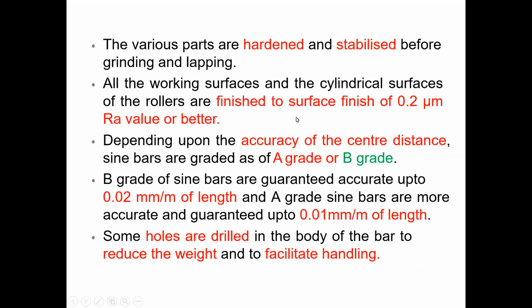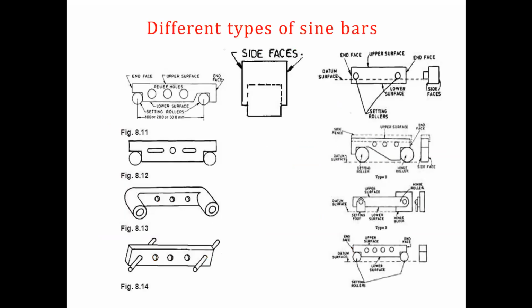The various parts are hardened and stabilized before grinding and lapping. Depending on the accuracy, two types, A grade and B grade, are available. In case of A grade, you can measure 0.02, and in case of A, 0.01. In case of B, you can measure up to 0.02 mm for length. Some holes are drilled in order to facilitate handling and reduce the weight. Different cross-sectional sine bars are available here. You can apply them for different purposes, but the most commonly used is this one, where we can adjust the distance between the rollers.